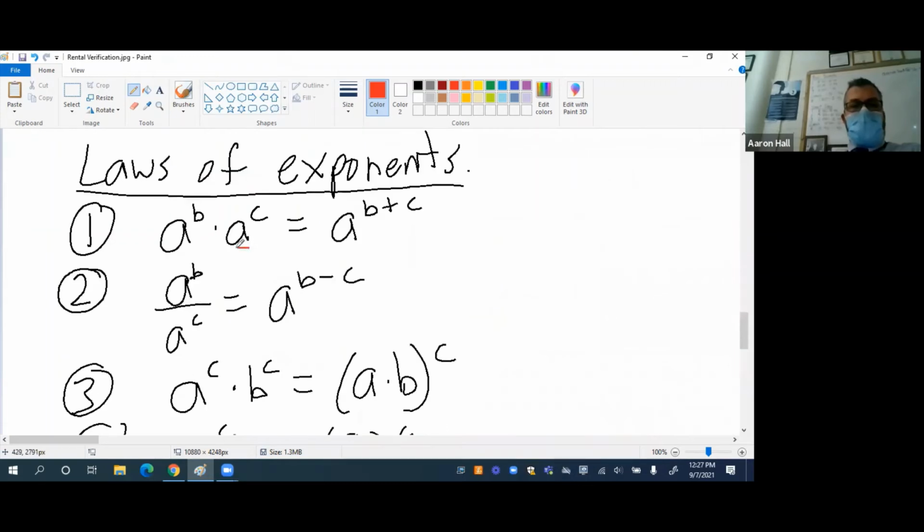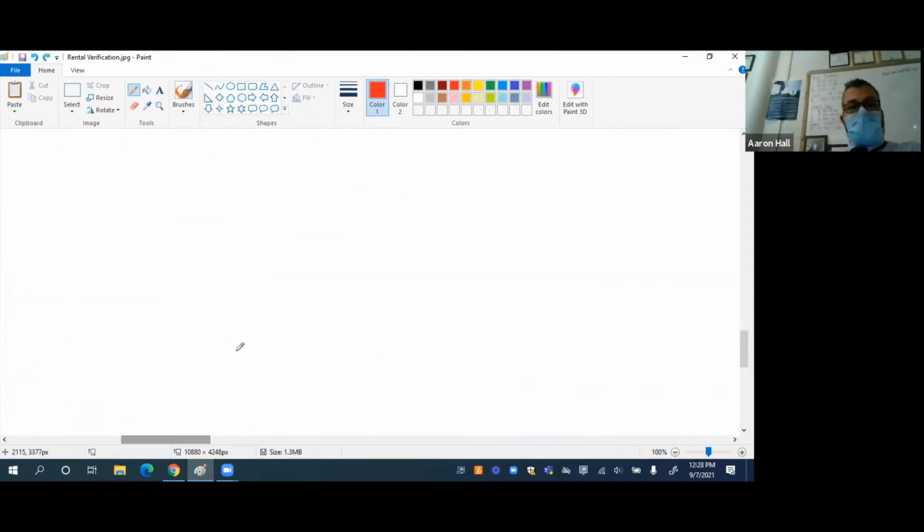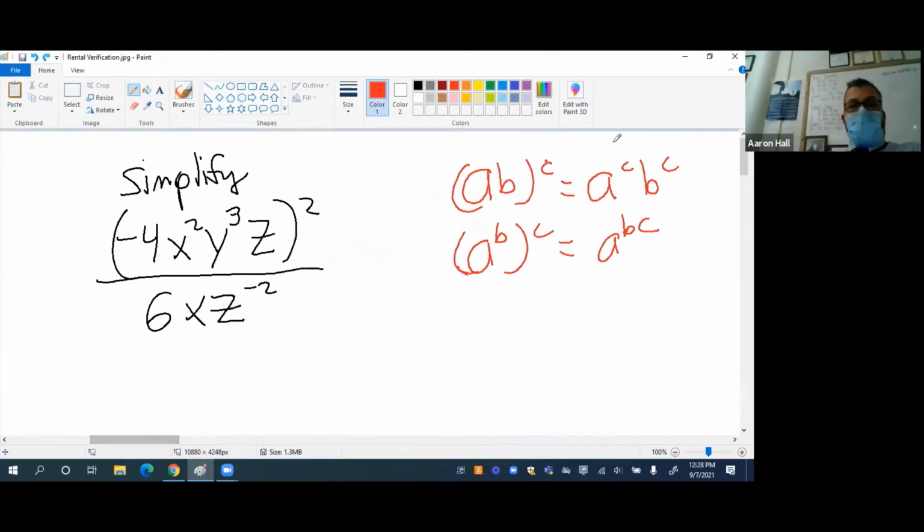Anna, if I have the same bases and I'm multiplying, then I add the exponents, right? Now if I have a to the power of b to the power of c, then I do what? Yep, I multiply. So let's look back here at our problem. I have to do both of these at the same time to get rid of this 2. So the -4 becomes what? 16. Yeah, it becomes 16. Anna, do you agree with that?